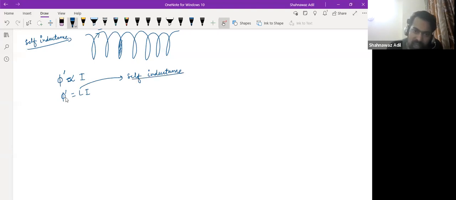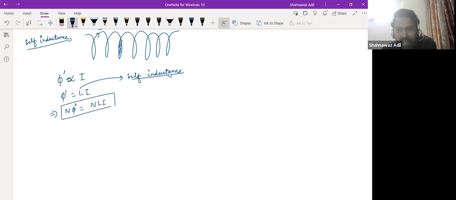And we know that the total flux, because there are n turns, right? There are n turns, so the total flux would be how much? That would be n phi prime. And that would be how much? So the total flux would be n and Li. So this is the thing, right?